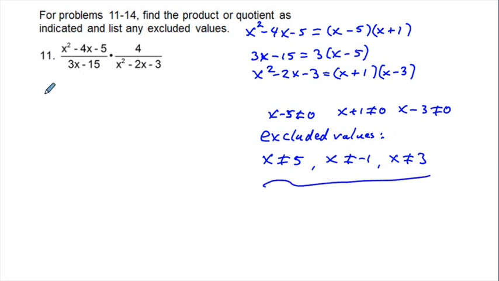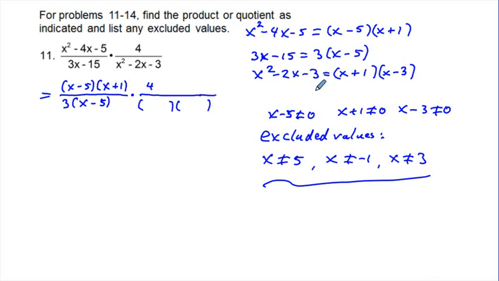And now let's go ahead and rewrite this whole fraction here. The numerator we rewrite is quantity x minus 5 times quantity x plus 1. And then we divide that by 3 times quantity x minus 5. I'm just reading off the factoring at the right here as I go along, times 4 over what is our second denominator in factored form? Well, it's going to be quantity x plus 1 times quantity x minus 3.